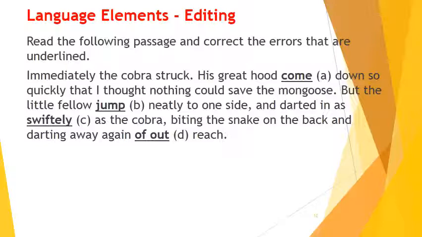Immediately the cobra struck. His great hood come down so quickly that I thought nothing could save the mongoose. But the little fellow jumped neatly to one side and darted in as swiftly as the cobra, biting the snake on the back and darting away again off out reach. So I will give you some hints. The first and the second questions, A and B, are errors related to tense forms.